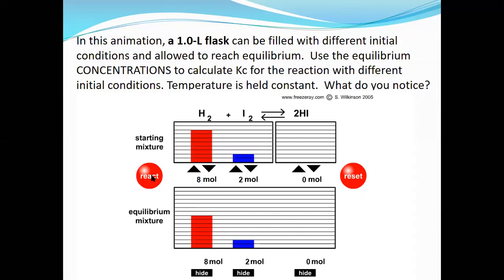So now we'll let them react. Just like before, you notice at the bottom, the hydrogen is dropping, the iodine is dropping, while the HI is increasing. That means the reaction was going in the forward direction. Notice the numbers at the bottom of the screen are now constant, and that means we've reached equilibrium. So write down those 3 concentrations again, say this is for experiment number 2, and calculate the Kc again. Take those concentrations and put them into your expression.